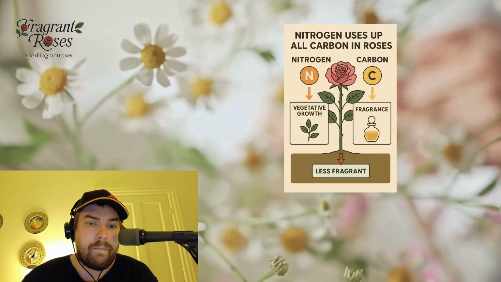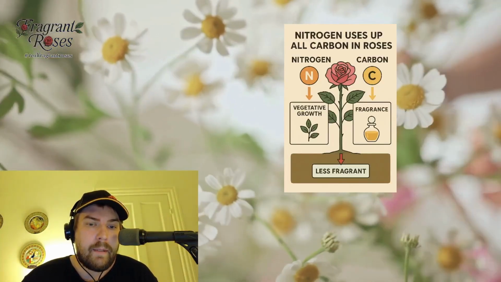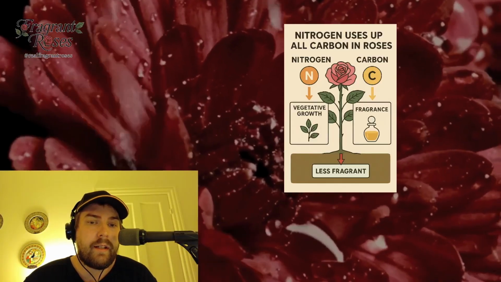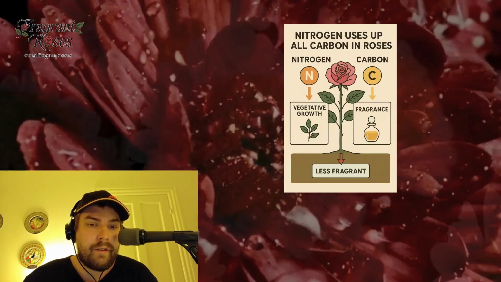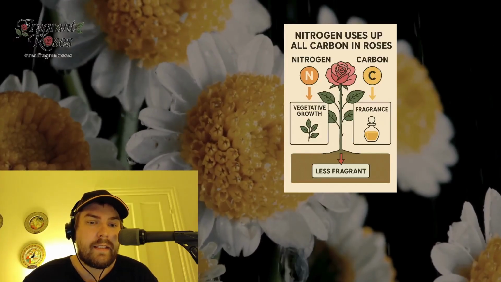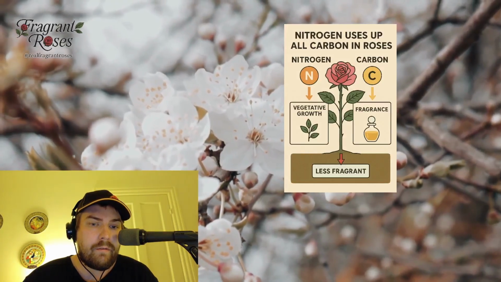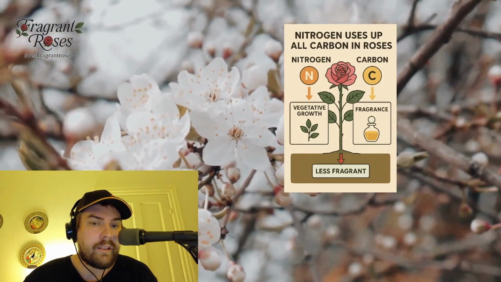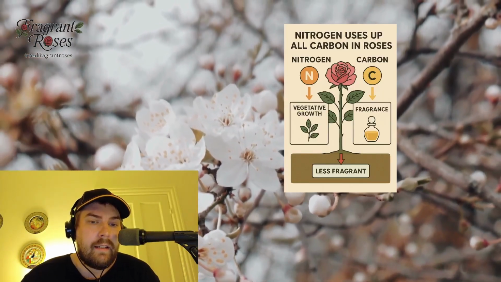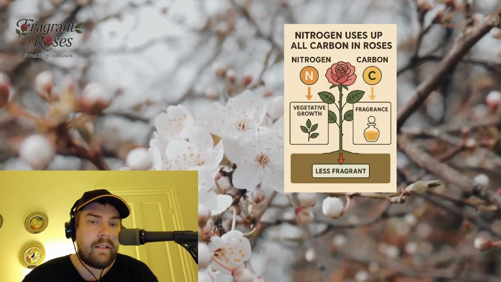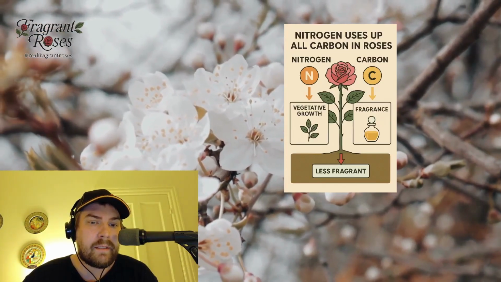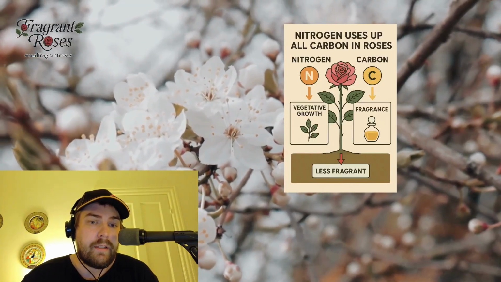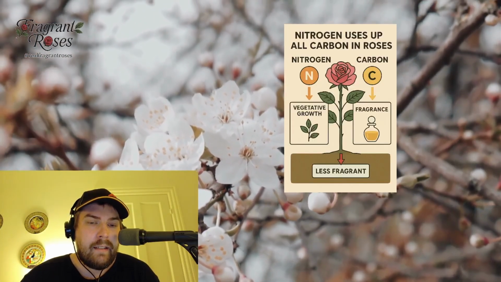But just remember, there's a limited amount of carbon in the plant, and if you keep throwing nitrogen at the plant, you ensure that all that carbon, all those sugar molecules, are being spent on leafing and stem growth, not flowering, not fragrance. And that's really as simple as it is. You're boosting all those auxins, all those cytokinins, the hormonal side of the plant, to tell it to just leaf out and just produce stems. And that's why you have to be a bit careful with nitrogen. Use it at the right time. Use it in spring.